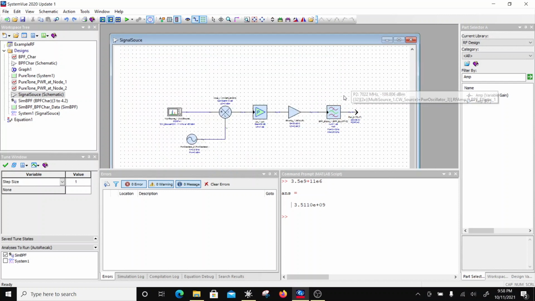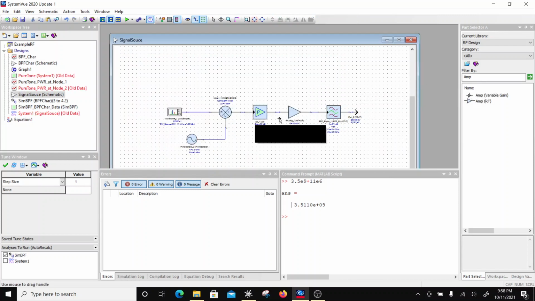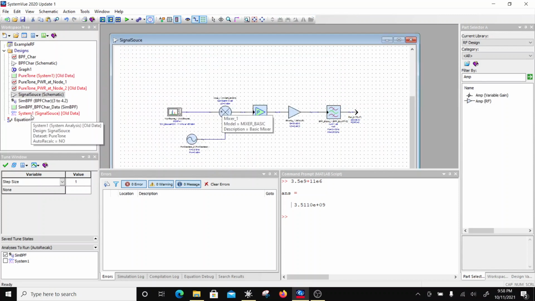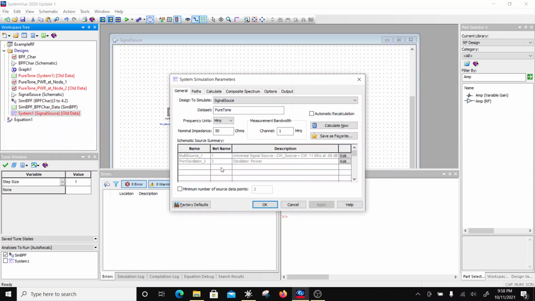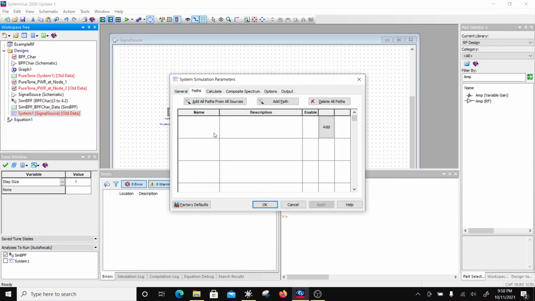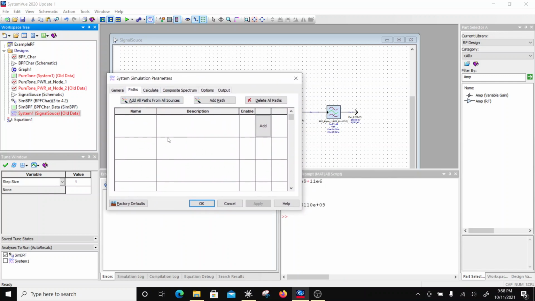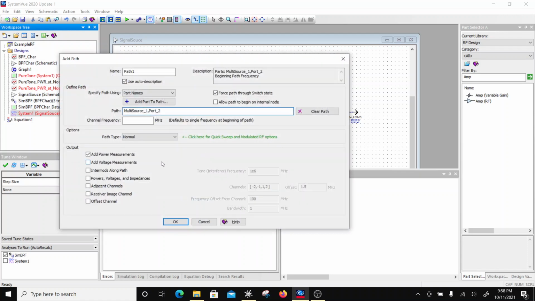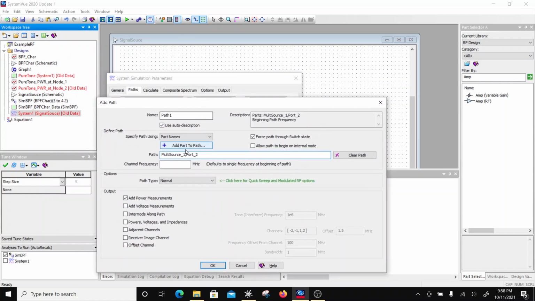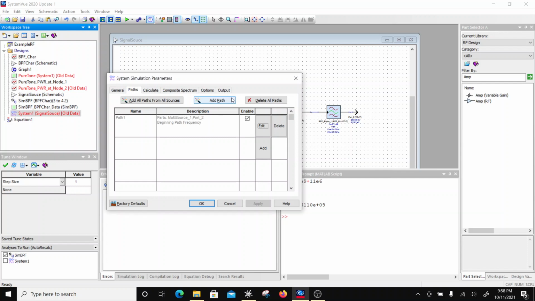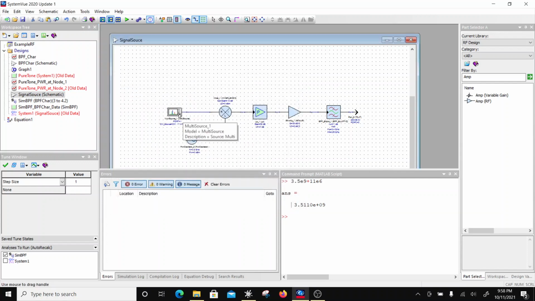So this is a simple system. Now, what kind of analysis can I do here? If I go to system analysis here, and here I go to paths, I can specify multiple RF paths along which I want to look at different budget analysis. So I can add a path here. I am going from multi-source 1 to port number 2. So I'm going from this source to port 2.